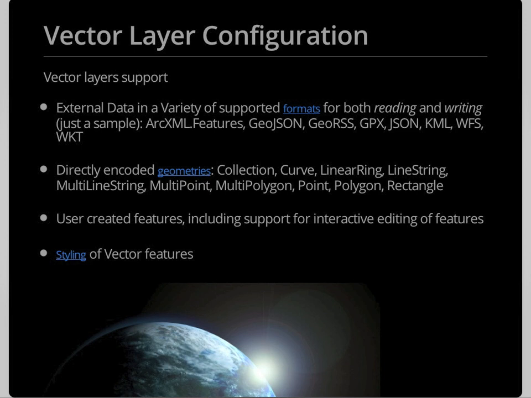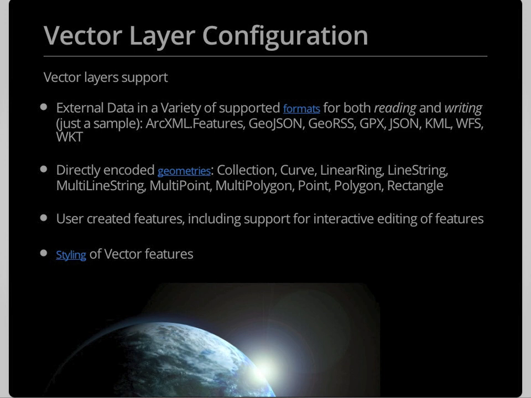GeoRSS, which is a way to essentially publish a feed of geospatially enabled links or bits of news. GPX, which are GPS track files. JSON, just JavaScript object notation. KML, that we've worked with in the past, where you can create a KML file and bring it directly into your OpenLayers map.